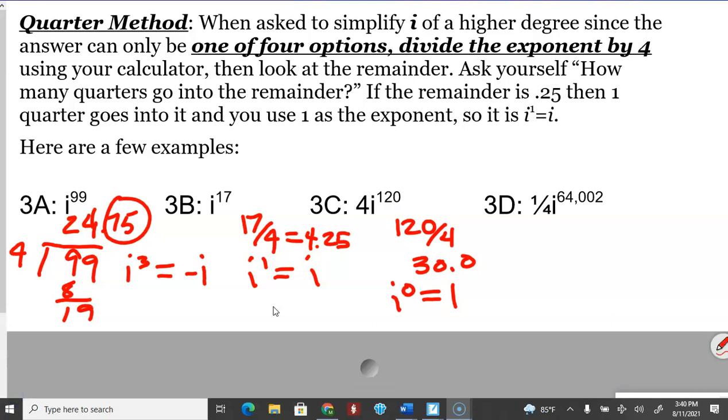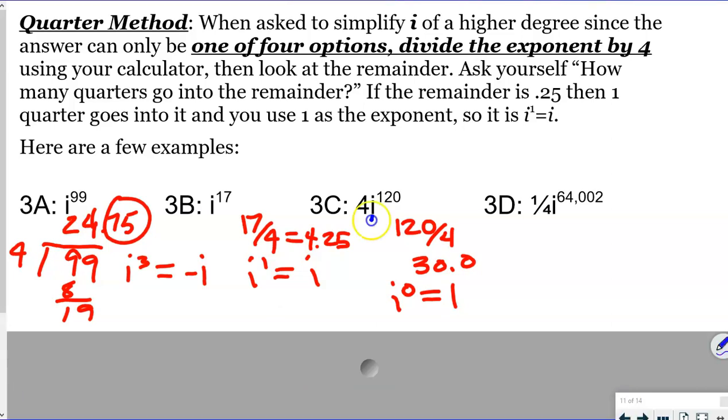What did I forget, y'all? Did y'all notice this 4 out front? So I still got to multiply that by 4. So the answer is going to be 4. Okay? Little hint for the last one, right? So this one is 1/4. And then we're going to multiply that by whatever we get for the i.